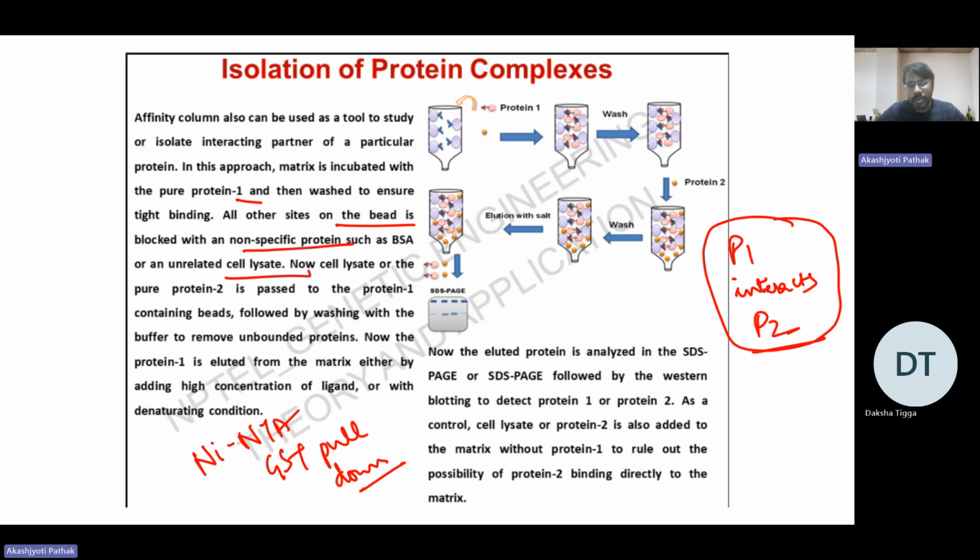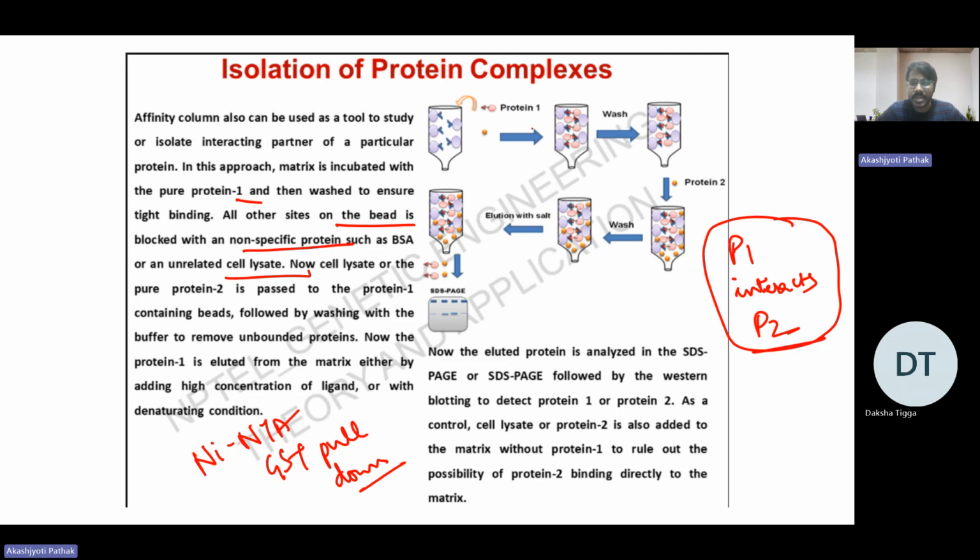Once you add the elution buffer, if your protein 1 is interacting with protein 2, then both of them together will get eluted. But if it does not interact, then what will happen? Your protein 2 will get eluted separately, and your protein 1 will get eluted separately. And how will you understand if your protein 1 interacts with protein 2?